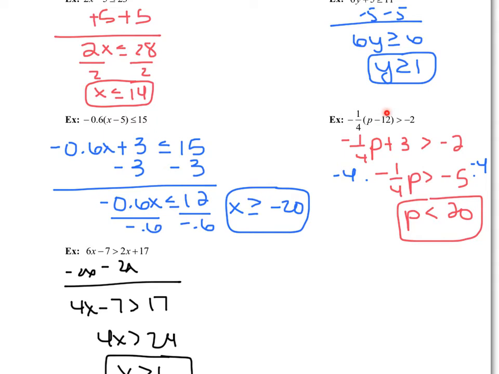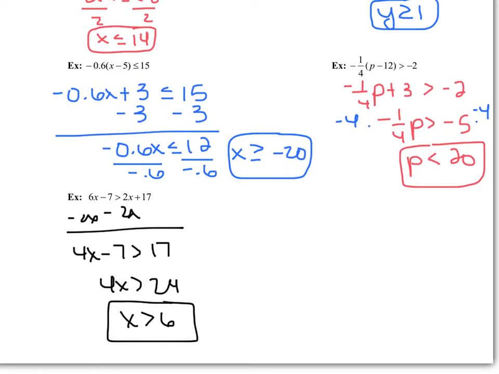On this example, you distribute the negative 1/4. Again, you're only doing it on one side. You're not doing it on both sides, so you don't have to reverse anything. Minus 3 to get your negative 5, and then to undo a negative 1/4 p, you can multiply by the reciprocal, which would be negative 4. And at this point, I am multiplying by a negative, so I reverse the inequality sign.